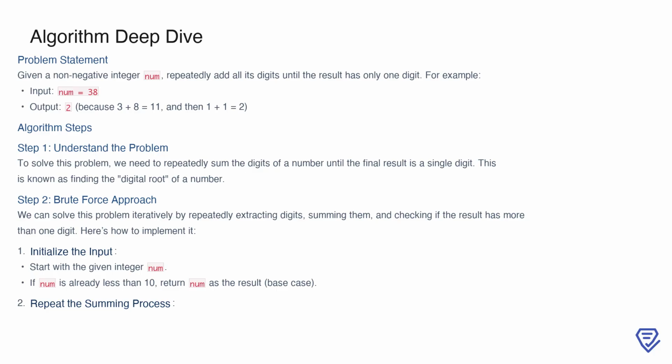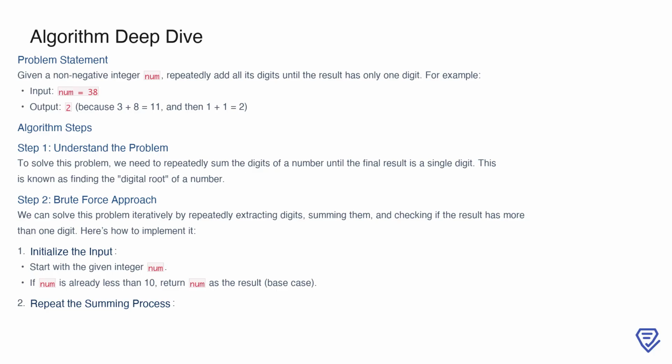To solve this problem, we are tasked with repeatedly summing the digits of a non-negative integer until only a single digit remains. For example, given the number 38, we first add its digits, 3 and 8, to get 11. Then, we repeat the process with 1 and 1 to get 2, which is the final result. This process is known as finding the digital root of a number.